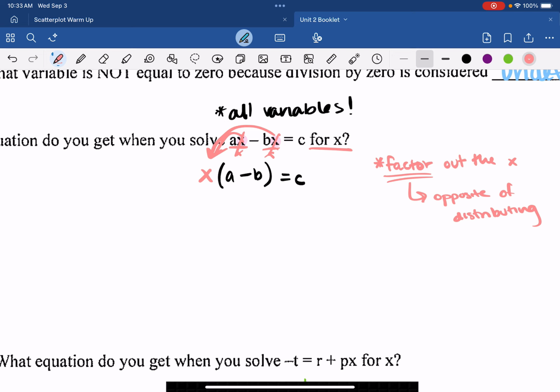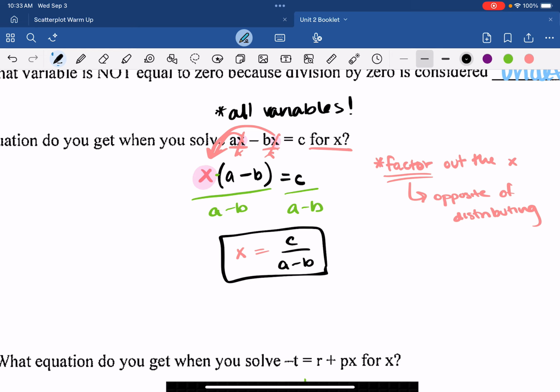Okay, so now my variable is still not by itself. I'm trying to get x by itself. I still have an a minus b attached. Now, how is my a minus b attached? Multiplication. A minus b is a group. They're together. A minus b is in parentheses. So what I need to do is divide both sides by a minus b. So x equals c over a minus b. And that, my friends, is your answer.